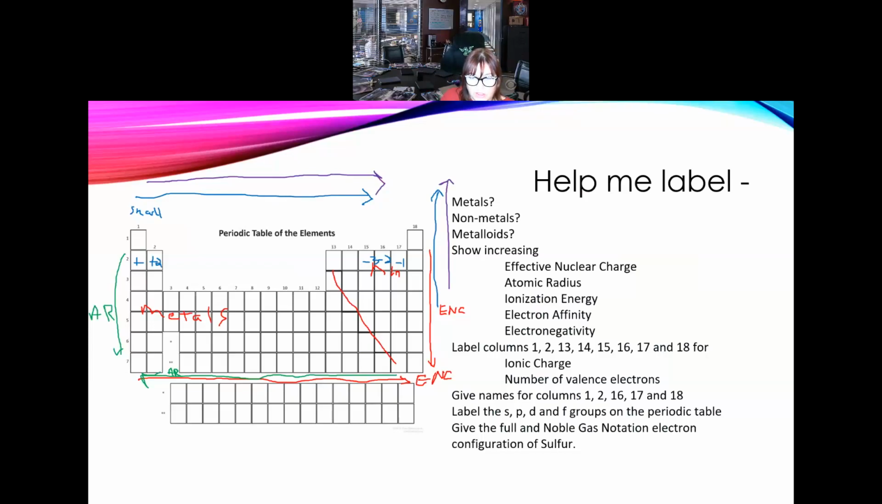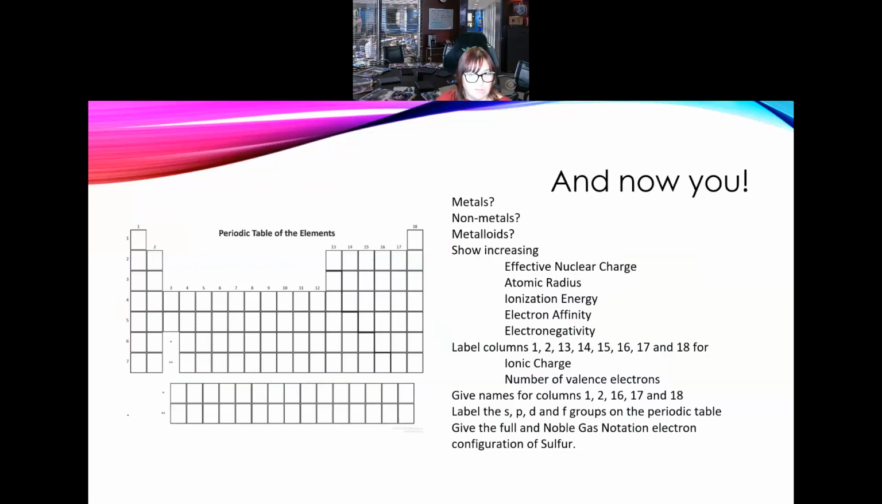All right. We've done ionic charge, talked about the number of valence electrons. So when we talk about valence electrons, over here, I have 1 there. I have 2 there. I have 3 here, 4 here, 5, 6, 7, and 8. Okay? So that's my number of valence electrons. Names. This is alkali metal.